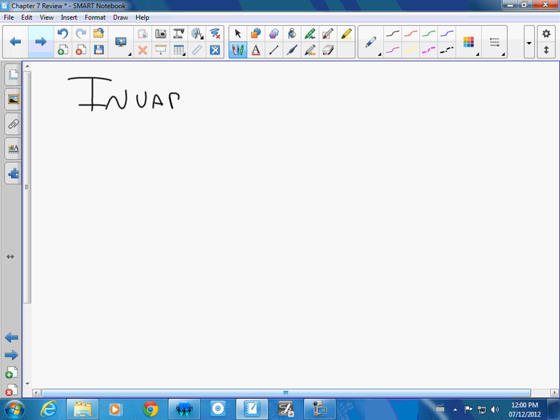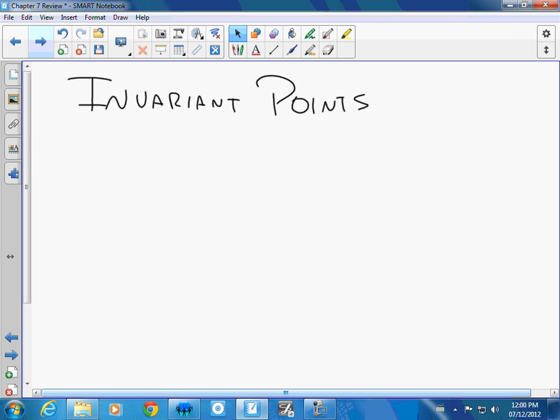Invariant points. Now, if you forget what invariant points are, you might want to write this down. Well, you tell me, what are invariant points? That's the easiest way to realize it. They're the points that are the same on the original graph and the reciprocal. That's it. They're exactly the same points. Invariant points are the same points on the original graph and the reciprocal. They're exactly the same.